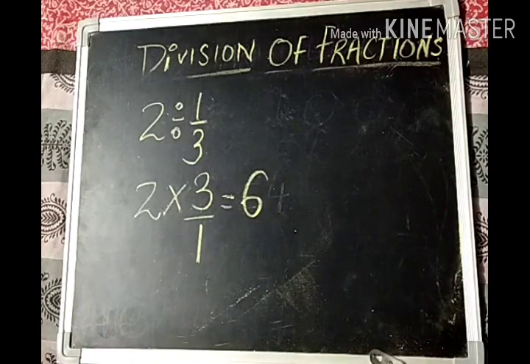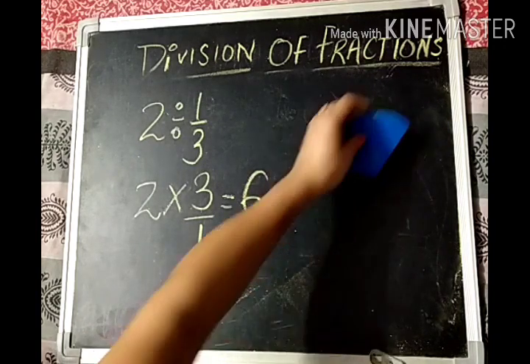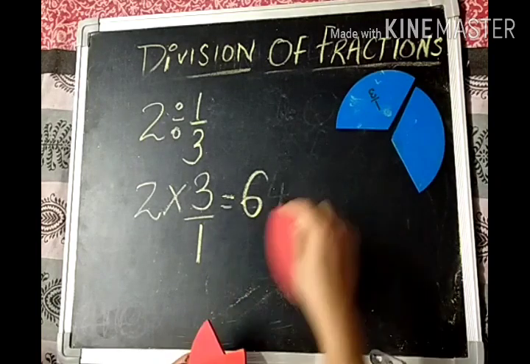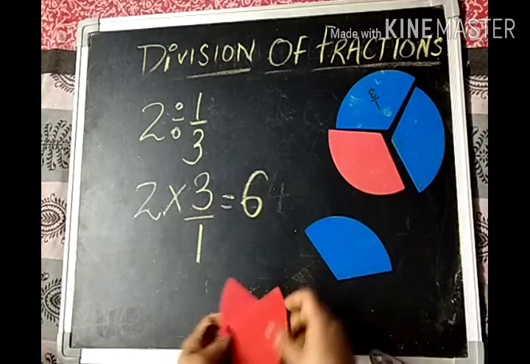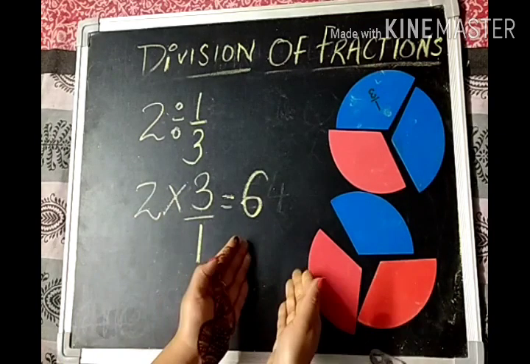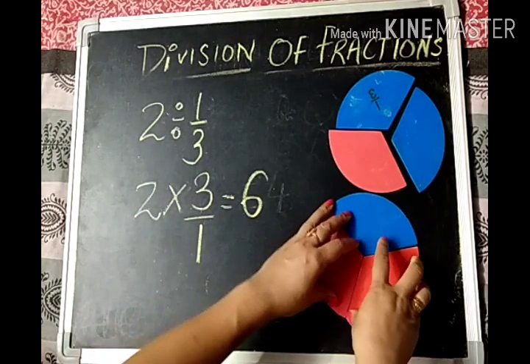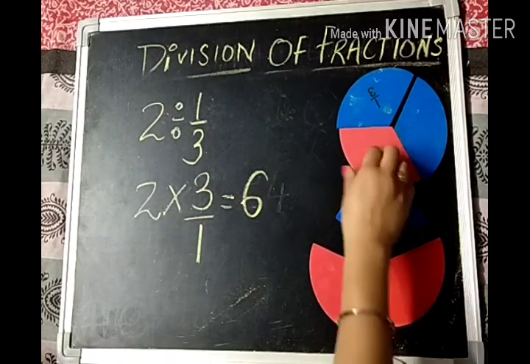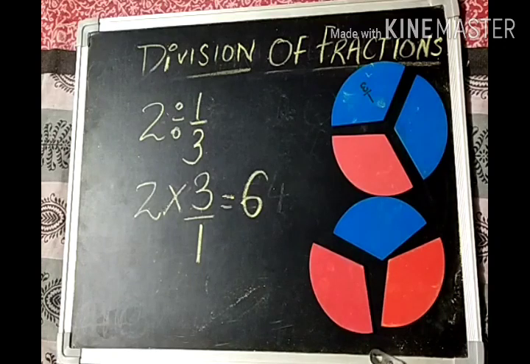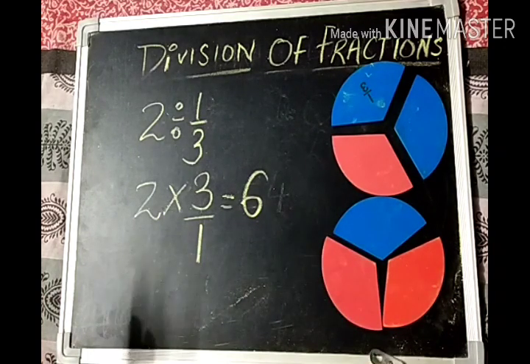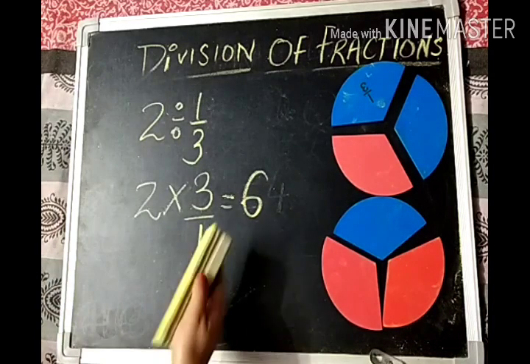So there are how many thirds? We can take out 1/3, 2/3, 3/3, 4/3, 5/3 and 6/3. So how many pieces of this size can we take out from 2 chocolates? So these are 2 chocolates. We can take out 6 pieces of 1/3. So we can do it in either of 2 ways.